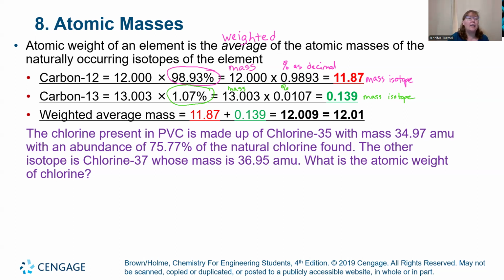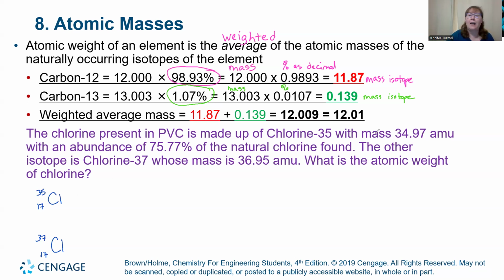So let's take a look at a compound here, and we can see that the chlorine present in PVC is made up of chlorine 35 and chlorine 37. So let's take a look at what we're doing here. First of all, we have chlorine 35, so I'm going to set that up just like that. And then it also tells us that we have chlorine 37, like this. Now, if I look at my periodic table, that's my next step here, I see that chlorine is number 17. So I'm going to put a 17 down here and here. It's always helpful to figure out what we're working with.